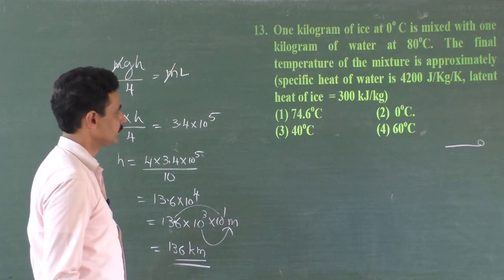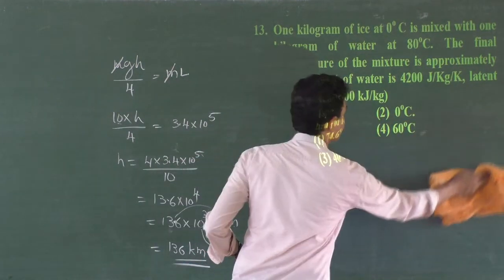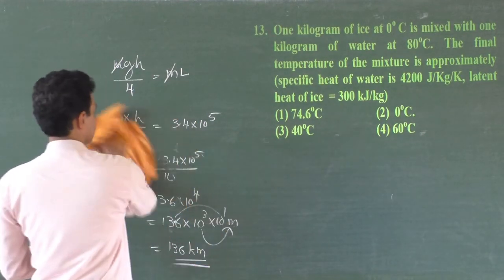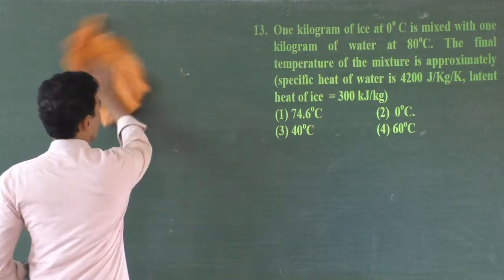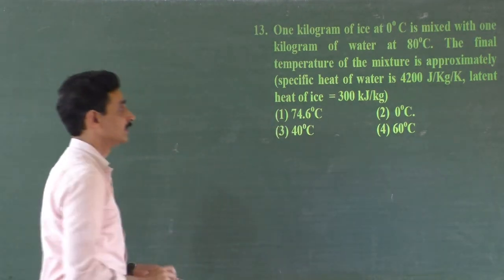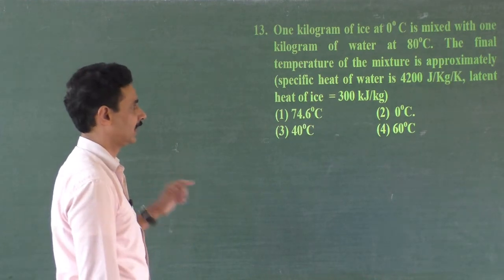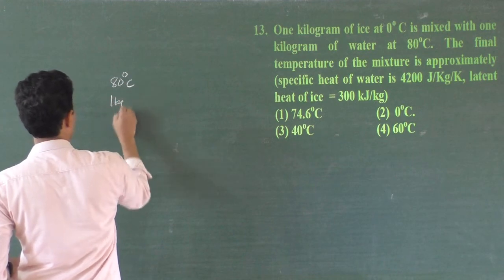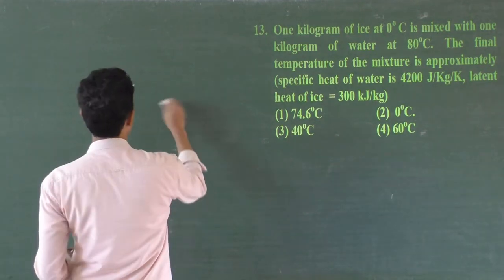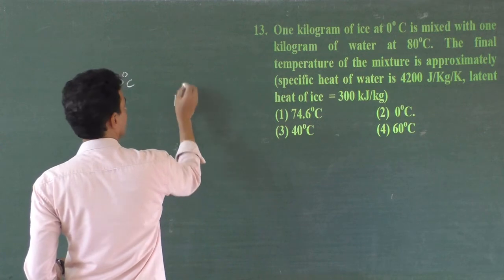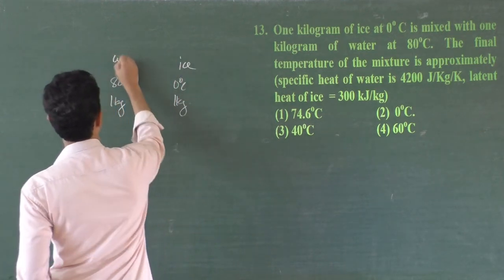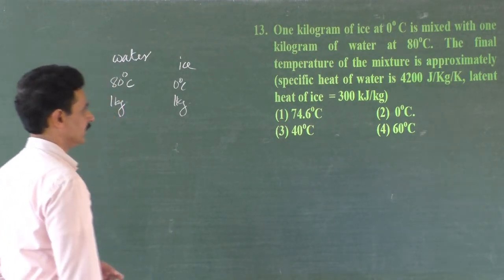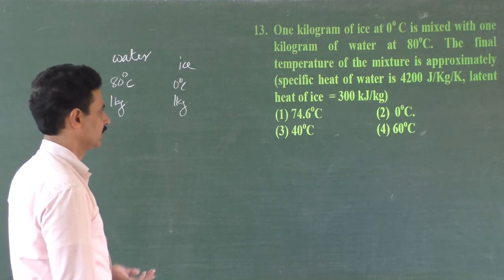13. 1 kilogram of ice at 0 degrees Celsius is mixed with 1 kilogram of water at 80 degrees Celsius. Yeah, that's what we were discussing, correct? 80 degrees Celsius, 1 kg water, and 1 kg ice at 0 degrees Celsius. So mix them up. The final temperature of the mixture is approximately. Specific heat of water is 4200, latent heat of ice.